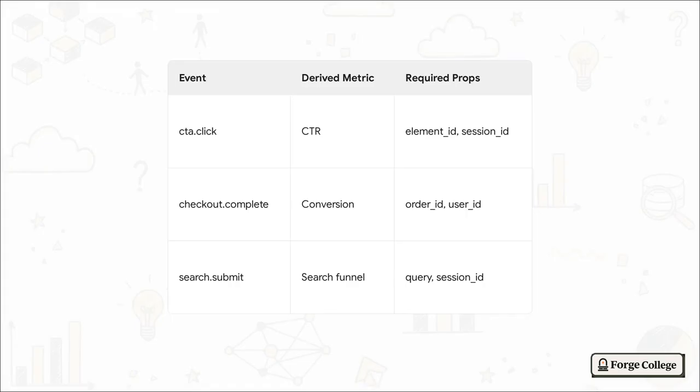Notice how specific events map directly to the metrics we need for our A/B tests. Take a CTA click, for example. If you want to measure your click-through rate, you absolutely require the element ID, the location, and the session ID. Or say a checkout complete event. You're going to need the order ID, the value, and the user ID to figure out your conversion rate. The metric you want completely dictates the properties you track. You just pack exactly what you need to make the math work, nothing more.